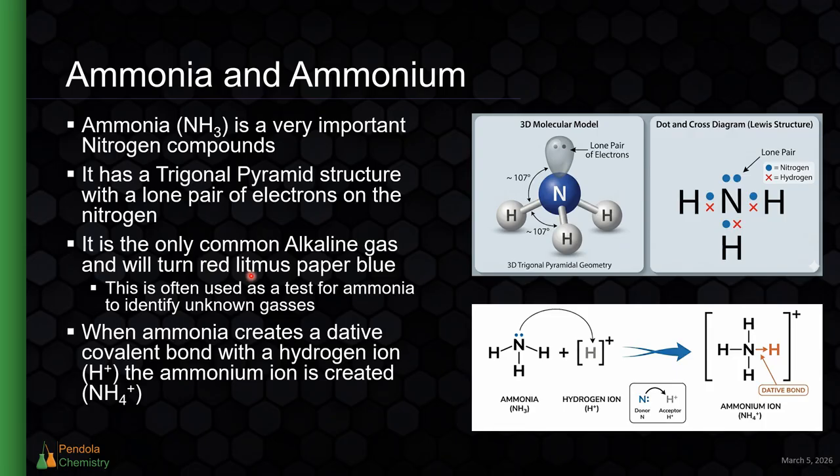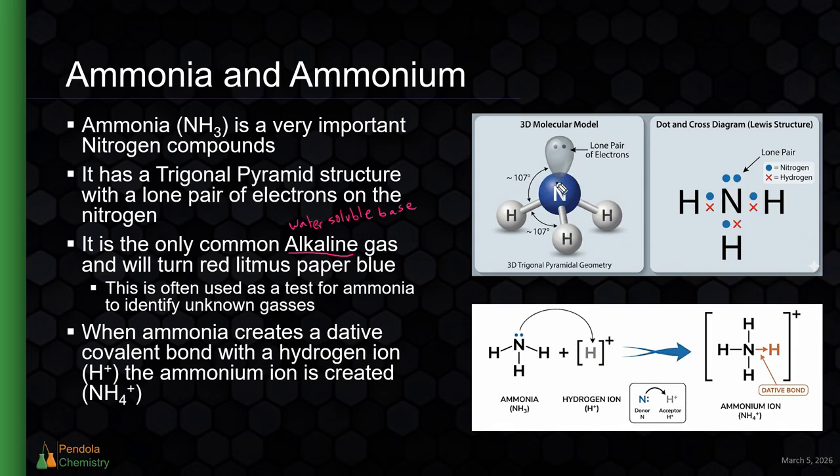Now, when ammonia exists, it exists as a base, and that's why it's an alkaline gas. Remember, alkalines are water-soluble bases. So let's write that here so we remember it. Alkaline means water-soluble base. So because they're water-soluble bases, that's going to happen because of this lone pair of electrons.